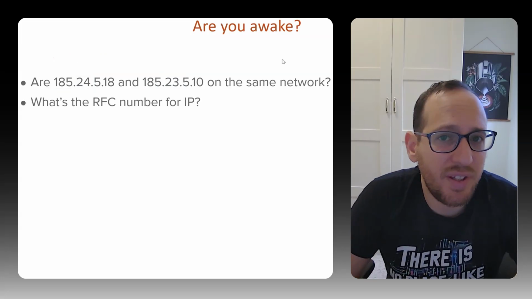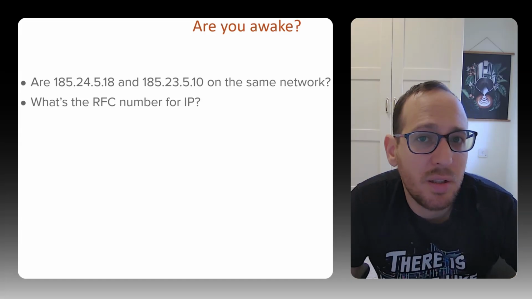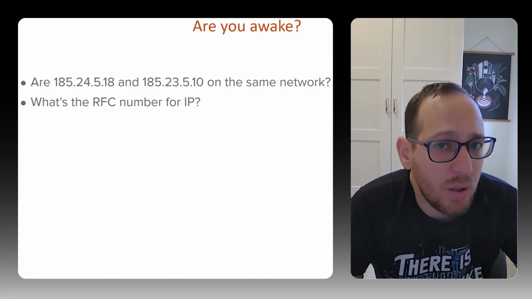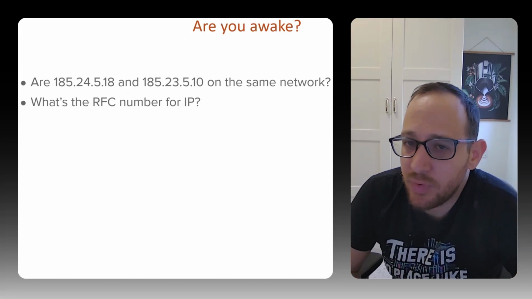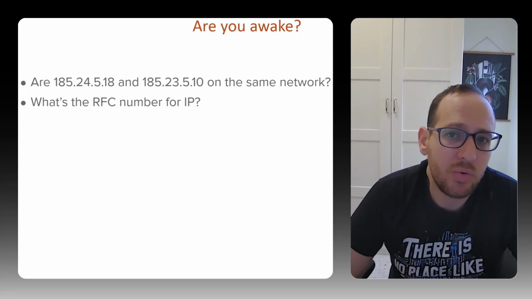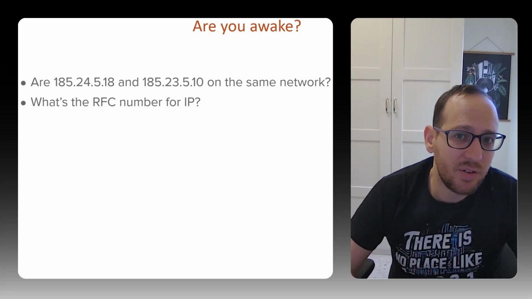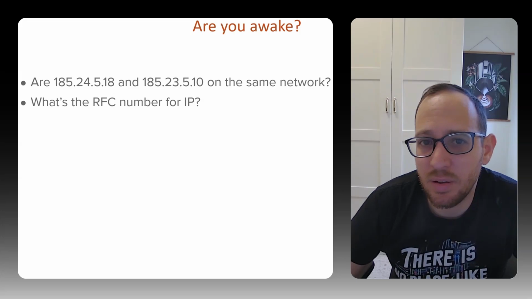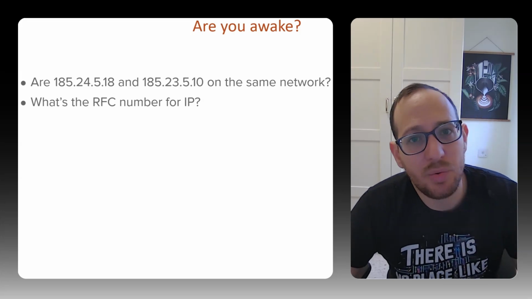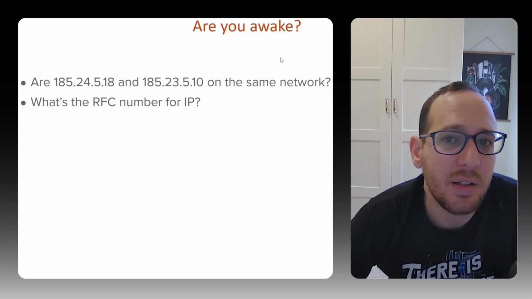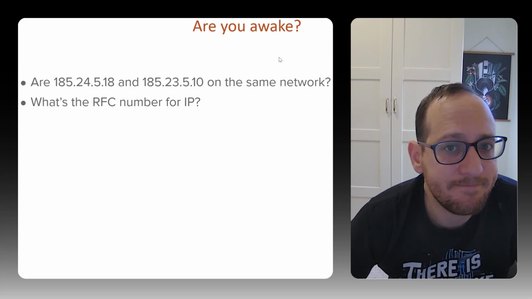So what's the RFC number for IPv4? The RFC number is 791, and as usual, if you'd like to know more about this protocol, you're welcome to open the RFC. Just type in RFC 791 on Google or ChatGPT or whatever you're using nowadays, and you'll see more information.